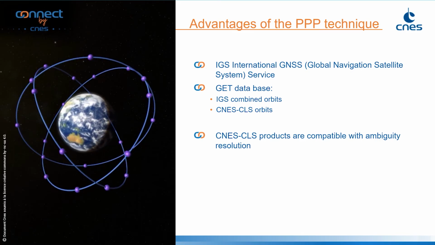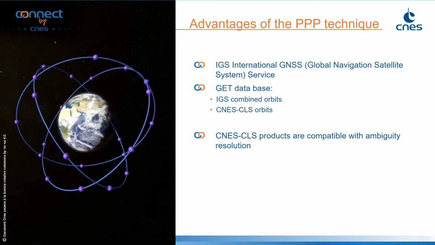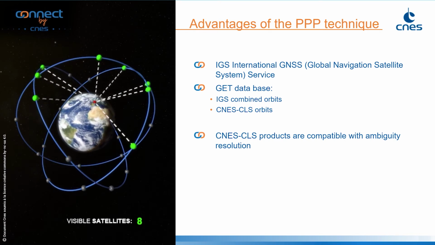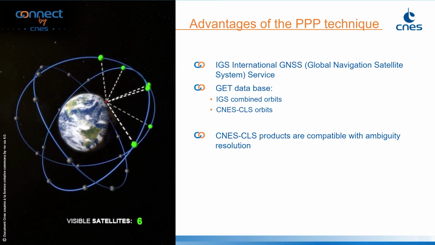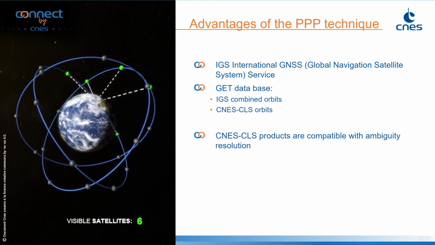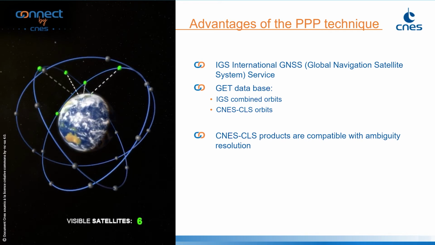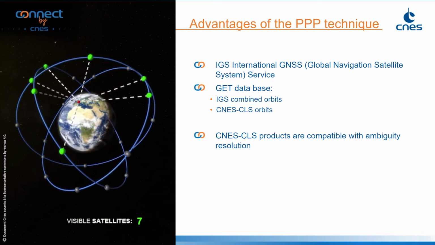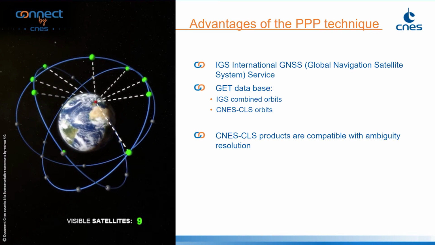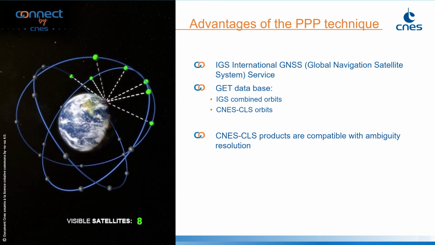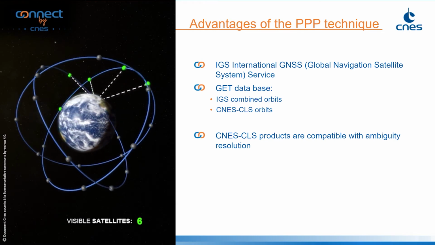The PPP technique allows to determine precisely the position of a GNSS receiver, regardless of any other receiver. It is of course in the user's interest to use the greatest number of satellites and the most precise orbit and clock products. The classic source of these products is the International GNSS Service. The GET database provides GNSS users with various IGS orbit and clock products, including those from the CNES CLS Analysis Center called GRG products. GRG products have a distinctive feature of being directly compatible with GNSS for PPP processing, having used undifferenced phase measurements to fix the ambiguities to integer values, which improves the accuracy of the solution radically.